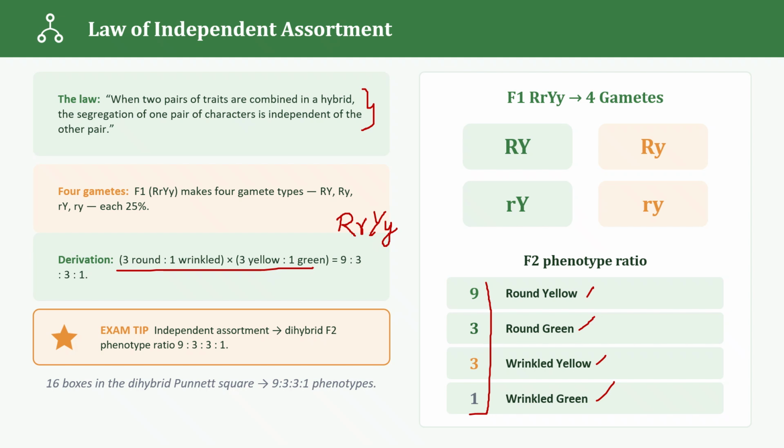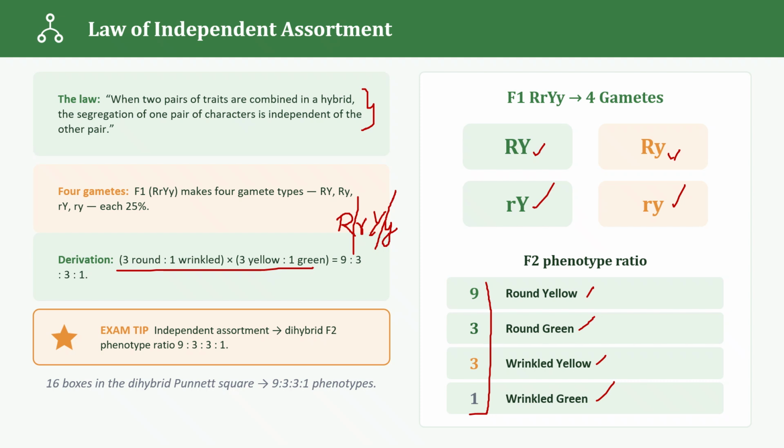So during meiosis, what happened? This R separated from this r, and then Y separated from this small y. So since both segregate independently, four gametes are formed. What is the first gamete? So this is the first gamete, and this is the second one, and the third one, and the fourth one. Yes, children. So each is produced in 25 percent frequency.